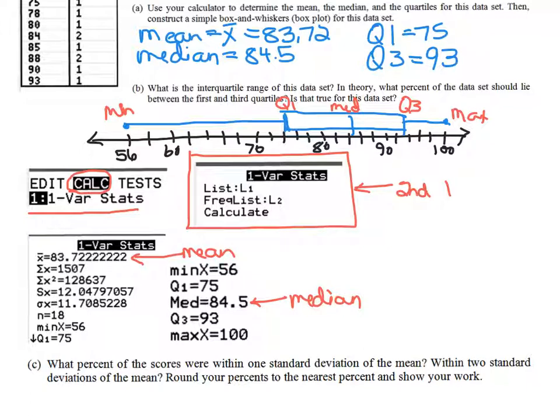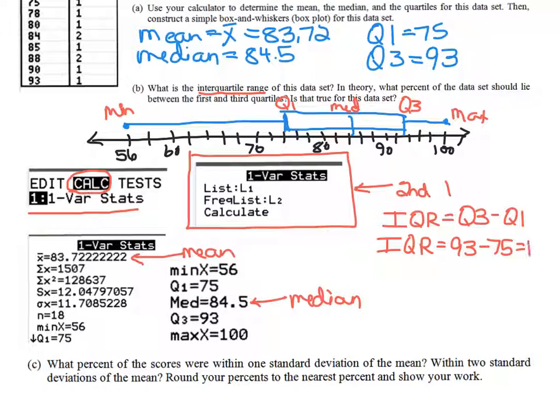Question B says, what's the interquartile range of this data? So we defined it above. The IQR, or interquartile range, is always going to be equal to Q3 minus Q1. So in this particular case, the interquartile range would be equal to quartile 3, which is 93, minus quartile 1, which is 75.